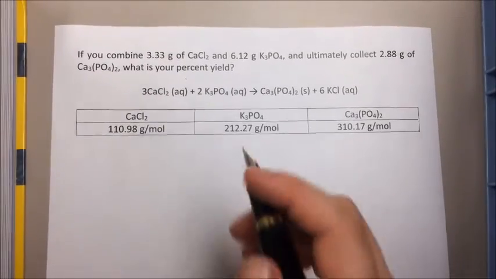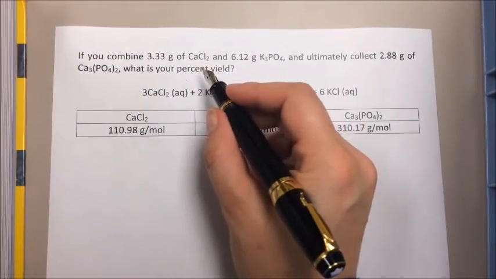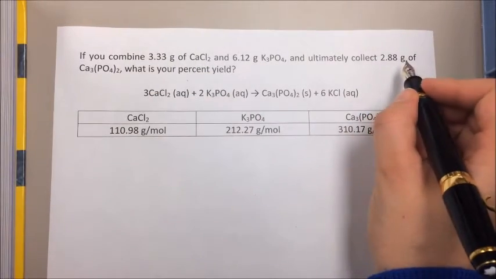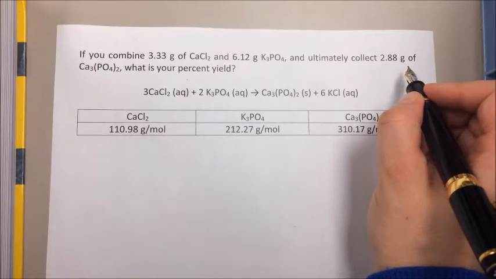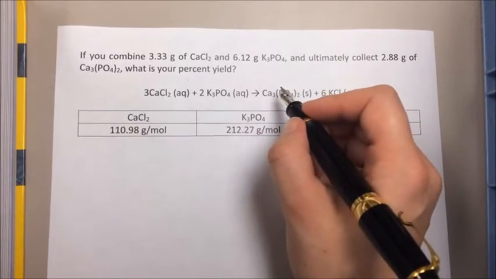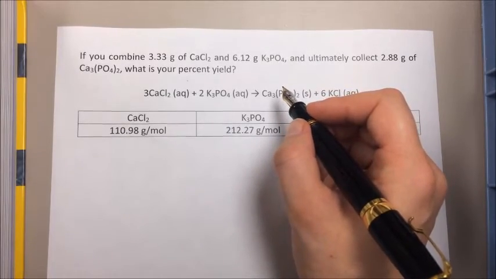In this video, we're going to figure out what is our percent yield of calcium phosphate if we run this reaction and collect 2.88 grams of calcium phosphate. Now, if you want to figure out which of these is the limiting reagent, go check out the other videos I put up today.